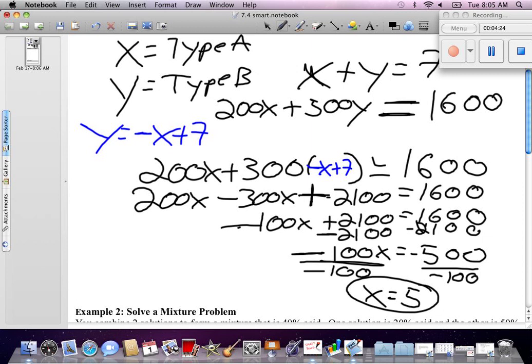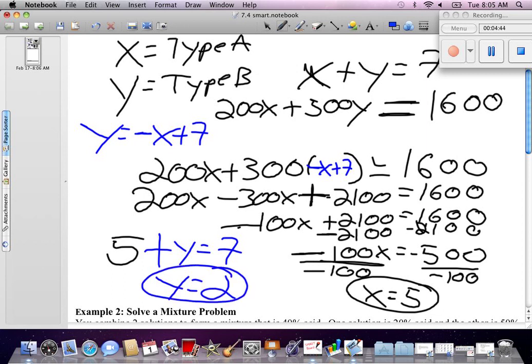Am I done? What have I not found? I found x, I need to find y. So I'm going to take that top equation because it looks the easiest to me. And I'm going to say 5 plus y equals 7. So what does y equal? 2. So I sold 5 of type A violin and 2 of type B violin.